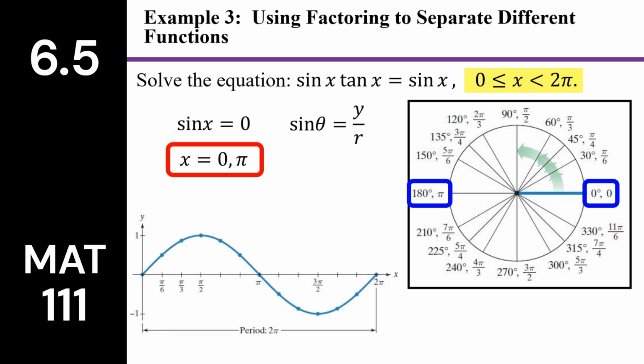If you think about the sine wave, recall that it's at a height of 0 at an angle of 0, at an angle of pi, and then it's back to 0 at 2 pi. You might wonder why we didn't include that, but if you look closely at our interval, it does not include the endpoint of 2 pi, so we don't include it.